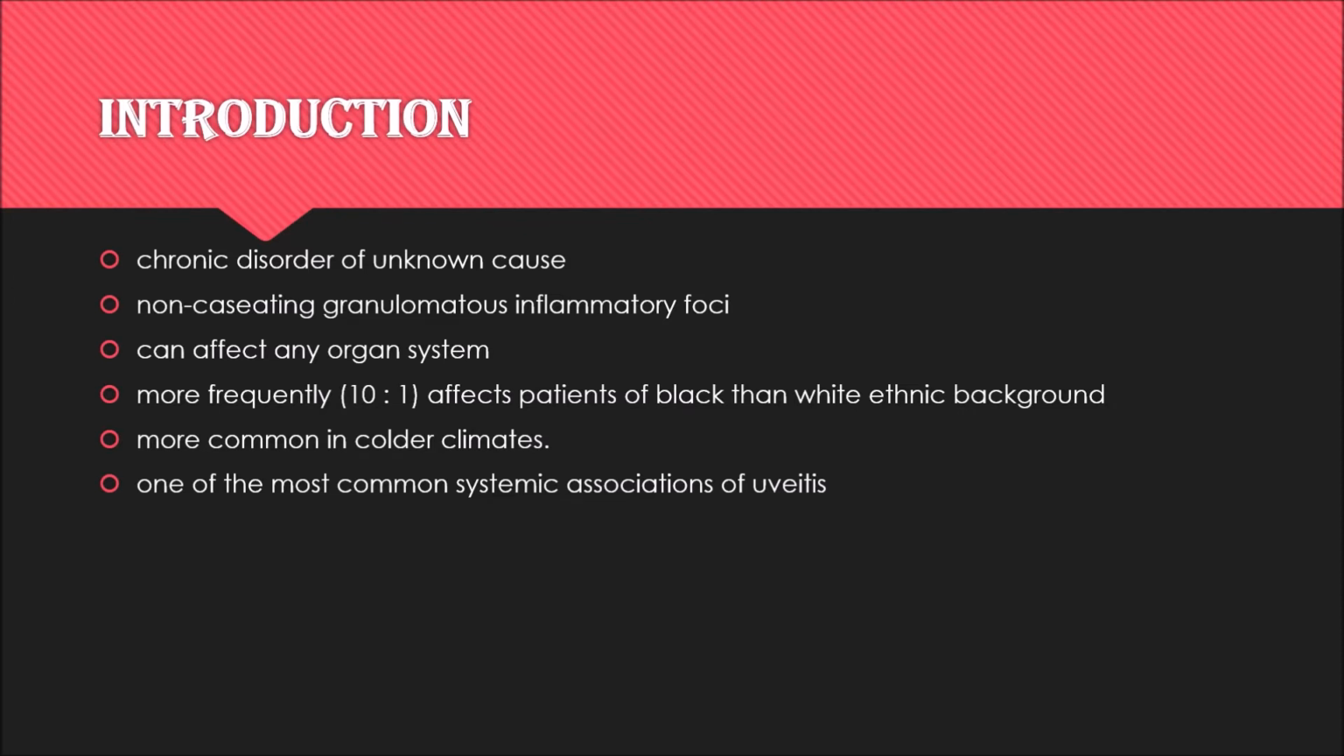Sarcoidosis is a chronic disorder of unknown cause, manifesting with non-caseating granulomatous inflammation, and it can affect any organ system, but the lungs and the lymph nodes are the most commonly involved. It more frequently affects patients of black than white ethnic background, that is at the ratio of 10 to 1, and is more common in colder climates. It is one of the most common systemic associations of uveitis.